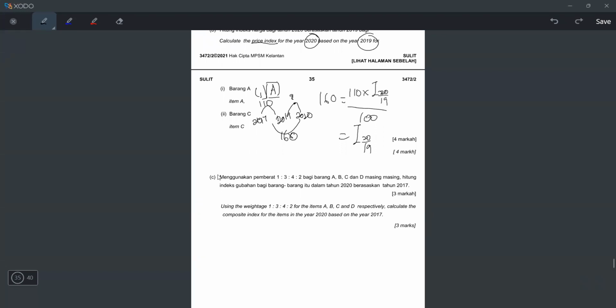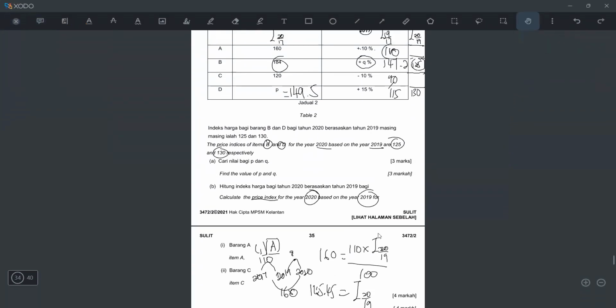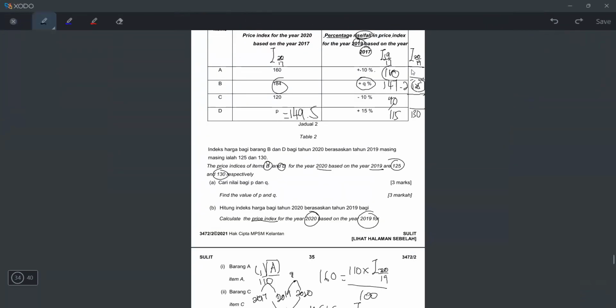Wait, let me try again. Yeah, correct. 145.45. That's the answer. It means I can go to my table and write 145.45 for A in this column.